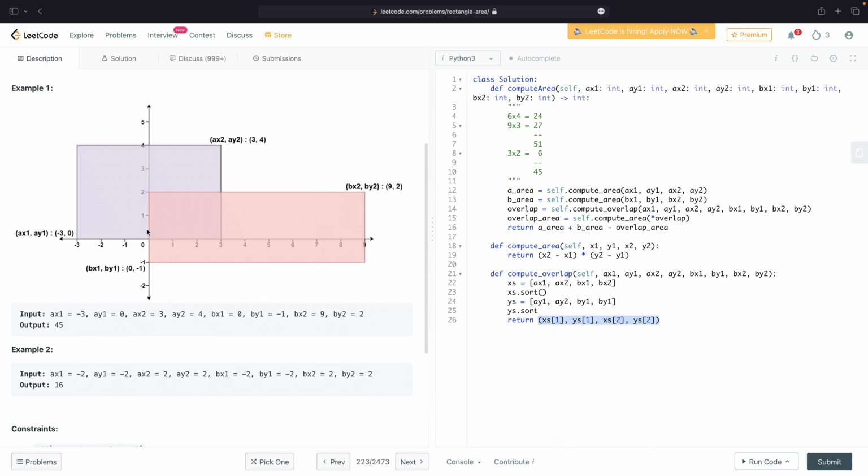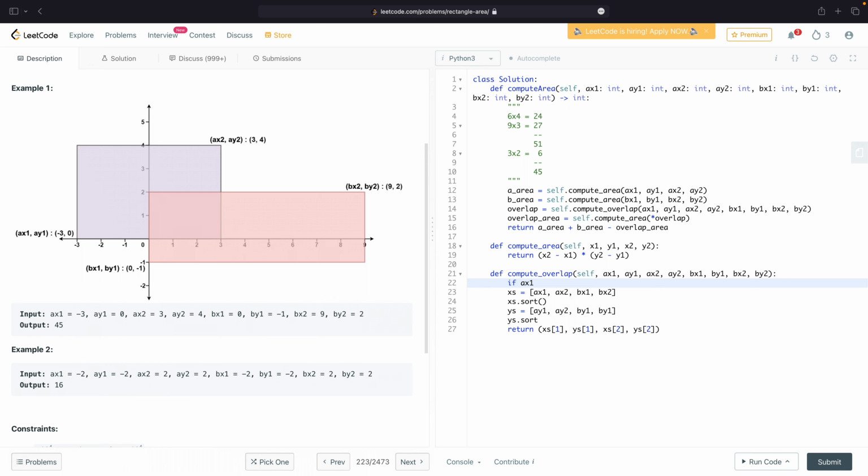Okay, let's say the red box went from -2 to -1 on the y-axis. And this one goes from 0 to 4. We would take the middle two, which is -1 and 0, and say, oh, it's got height 1. But in fact, it has height nothing. There is no height. So what we need to do is basically do a little check.